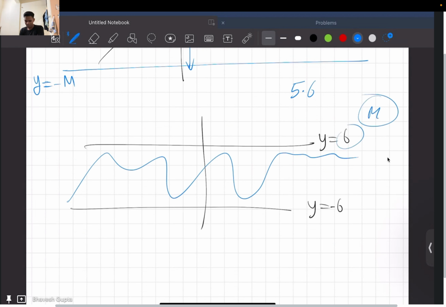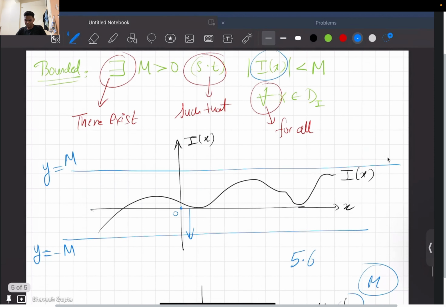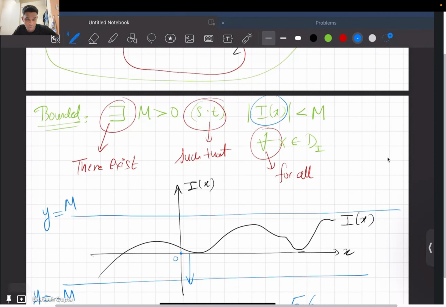Does m always need to be an integer? No, it can be anything. M can be anything. See here, I have not written anywhere that m has to be an integer. I said m is greater than 0, a positive number.